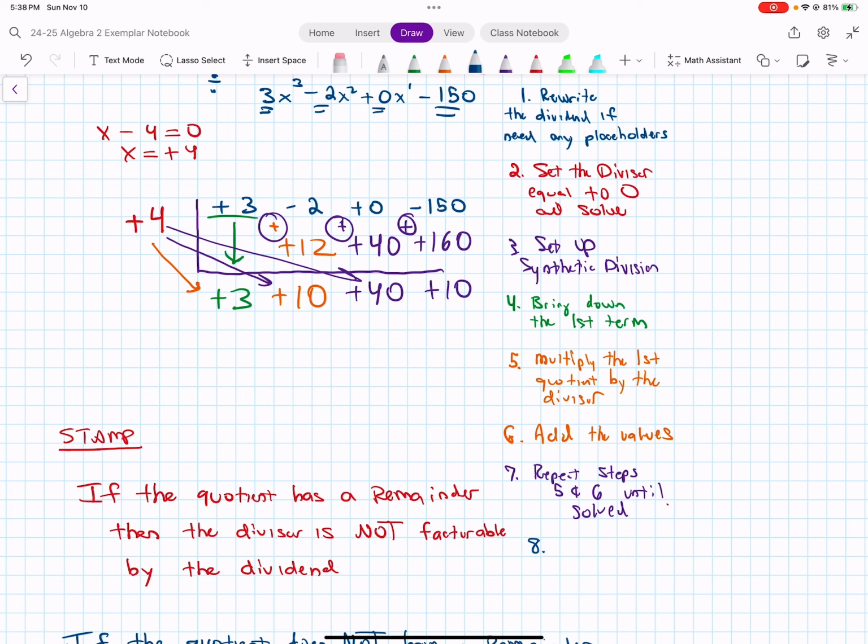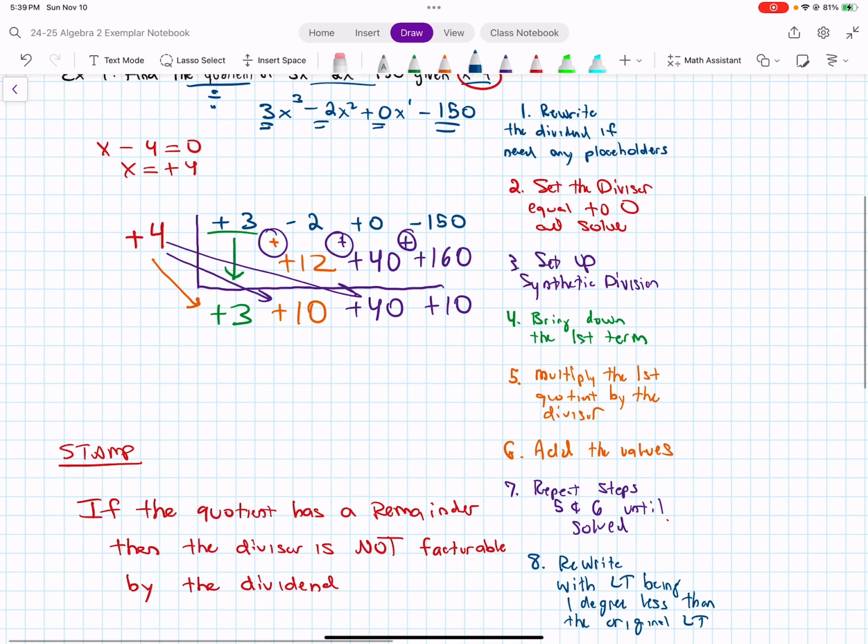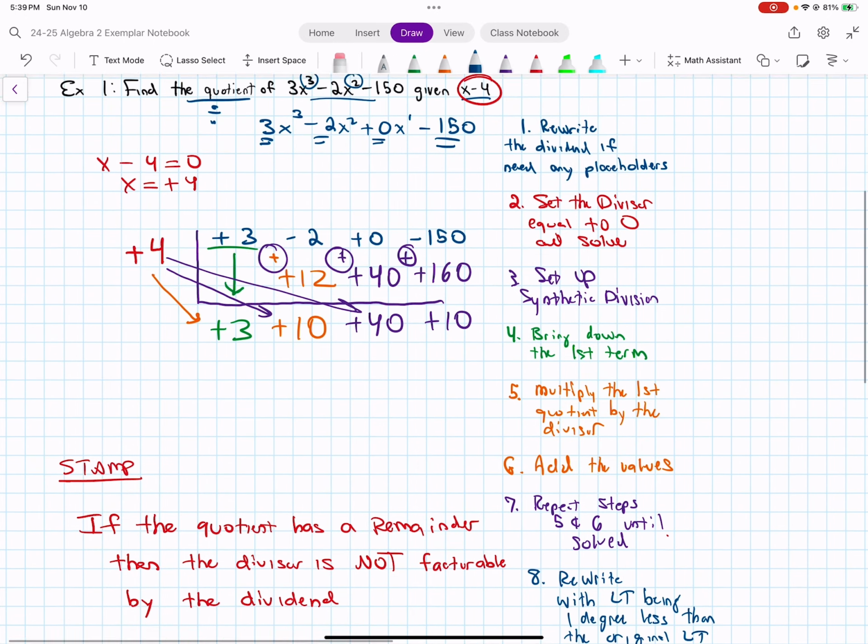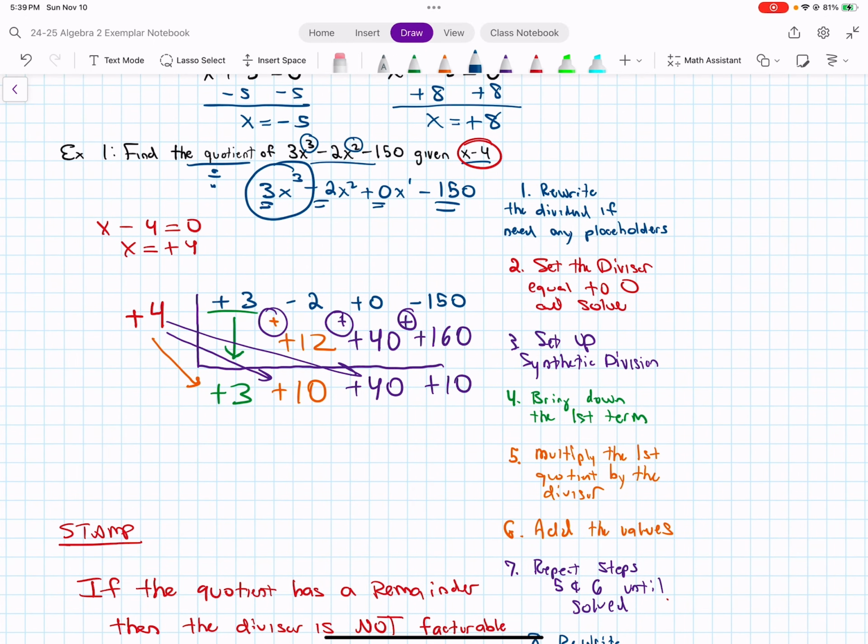Step 8 is to rewrite with leading term being 1 degree less than the original leading term. What that means is that 3x cubed was our original leading term. This is still the coefficient 3, and one leading term, 1 degree less than 3x cubed would be x squared. So this becomes 3x squared.